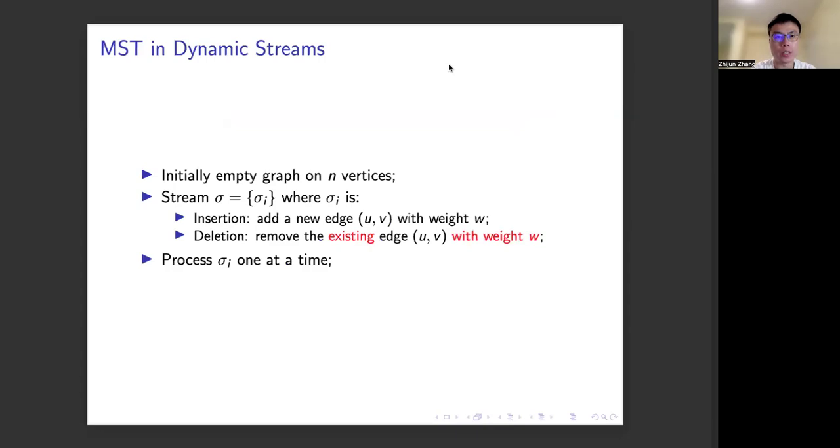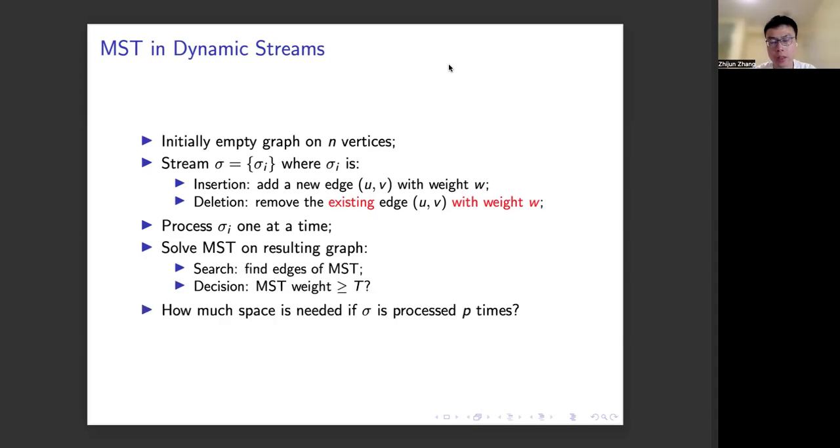So let's get started. Initially, you have an n-vertex graph, and the edges of the graph are given to the streaming algorithm one at a time. Each time it gets either an insertion to add a new edge between U and V with a certain weight W, or a deletion which removes some previously added edge between U and V with weight W. And at the end, the streaming algorithm wants to solve the minimum spanning tree problem on the final graph.